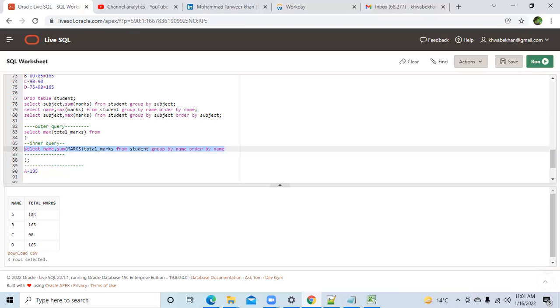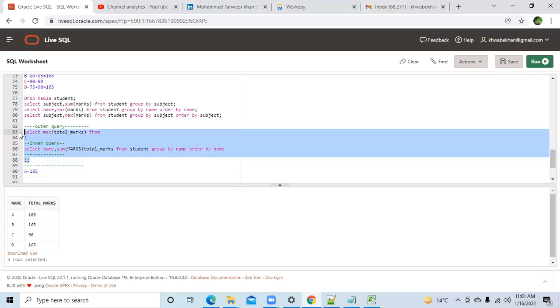From these 4 records, it is easy to tell that 185 is the maximum marks. But what if you have millions of records? That is not possible, right? So for that, we have written this query to find the maximum marks. We have used this max of total marks. When I executed this, it gave me 185.